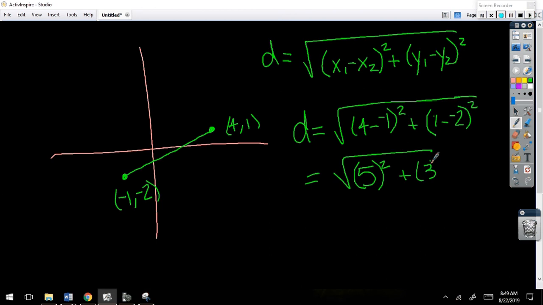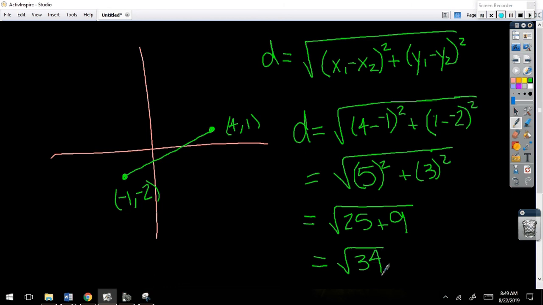3. And if you need to use your calculator, don't forget that squared, then go ahead and type that in your calculator just like that. All right, so 5 squared is what? 25. And 3 squared is 9. What is 25 and 9? 34.